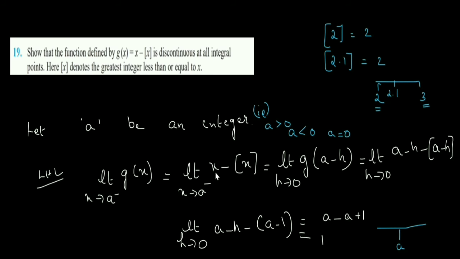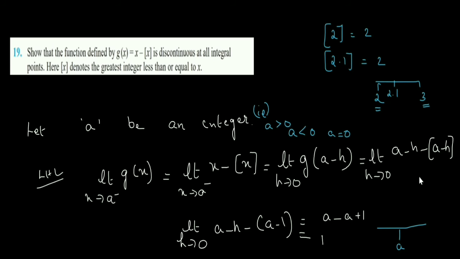So left of a, the function is given as x minus the greatest integer of x. You are going to find the left limit, so you have to replace x by a minus h. So g of x means g of a minus h. So x is replaced by a minus h, minus the greatest integer of a minus h.